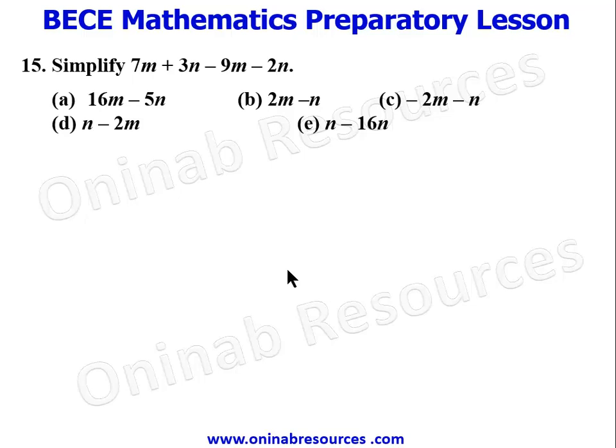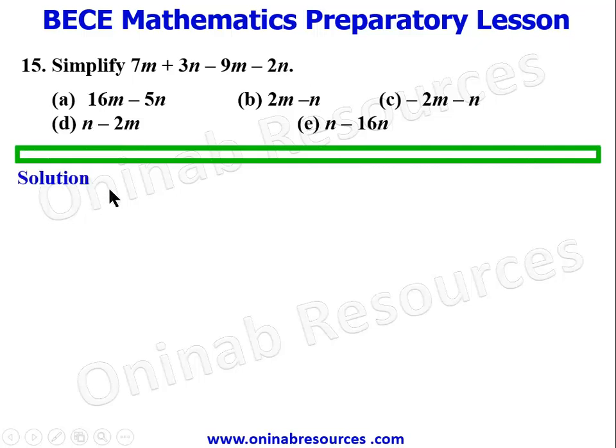For problem 15, we have to simplify 7m plus 3n minus 9m minus 2n. In our solution, we are going to collect the terms with m and the terms with n. So the terms with m are in blue, while the terms with n are in red. So we bring them together without any change of sign. This 7m is positive, so I have it as 7m. This is minus 9m. There's no idea of changing sign. It is not moving from one side to the other. We are just collecting the like terms within the same range. This is not an equation, so there's no change of sign.